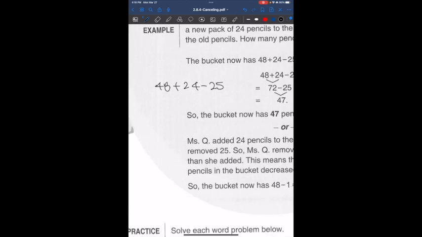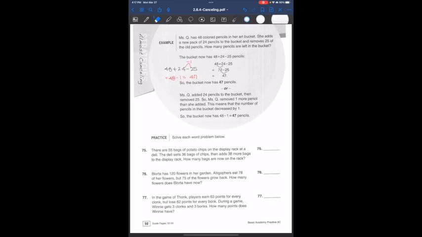Now we don't have the same numbers that are just positive and negative, but we still have something that we can almost cancel out, and that is 24 and 25. They're only one number apart, but 24 is positive and 25 is negative, so these two equal negative 1. We can't cancel them out, but we can easily see that these two add up to negative 1. So that gives us 48 minus 1 equals 47. This is much easier than adding 48 and 24 and then subtracting 25 again. So that is what we call almost canceling.